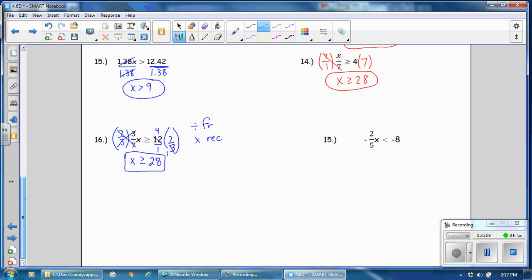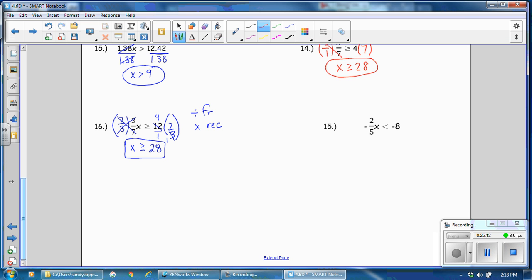Number 15. This says to multiply by -2/5. The opposite of multiplying is dividing. When you divide by a fraction, you multiply by the reciprocal. So we're going to multiply, and the reciprocal is -5/2. When you multiply by a negative number, you must reverse the inequality symbol. So I'm going to go ahead and reverse that now from less than to greater than. A number times its reciprocal equals 1. 1 times x is x.